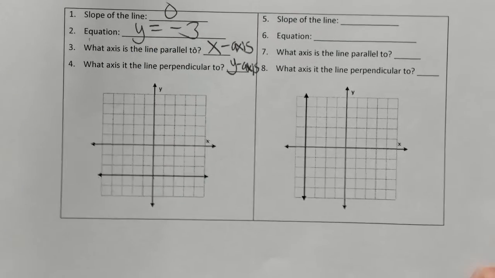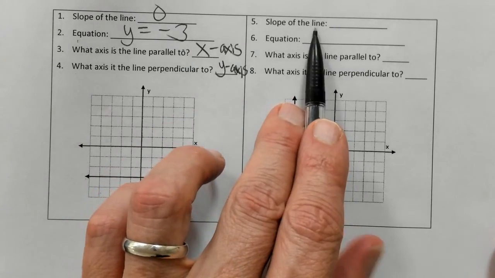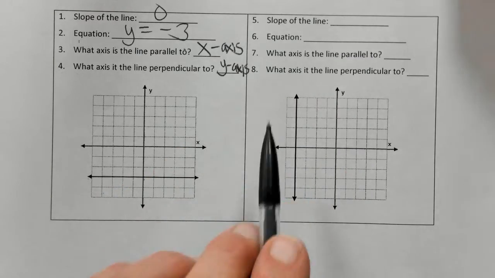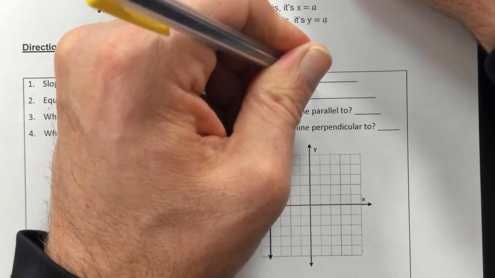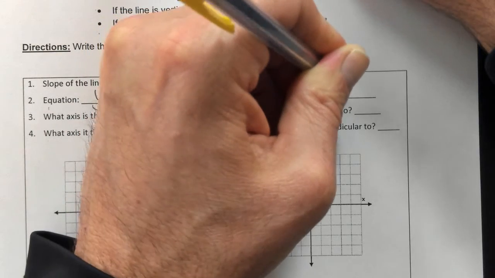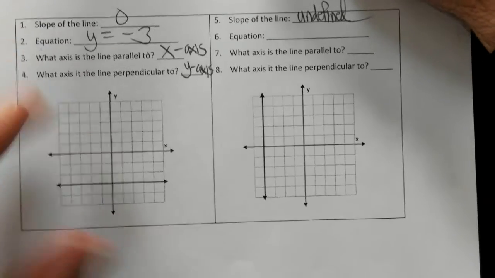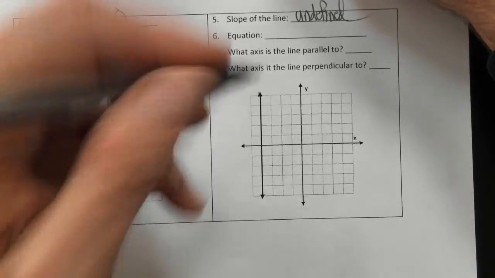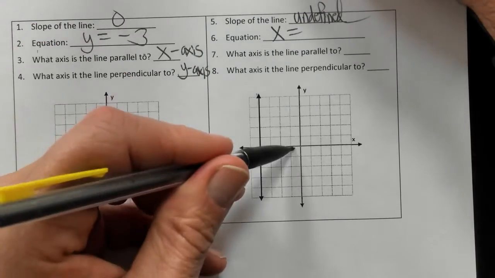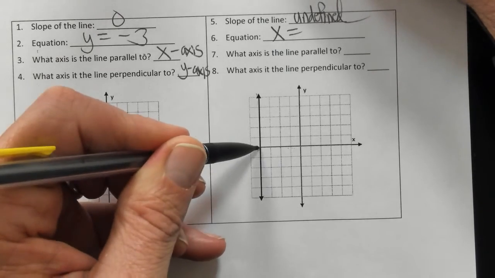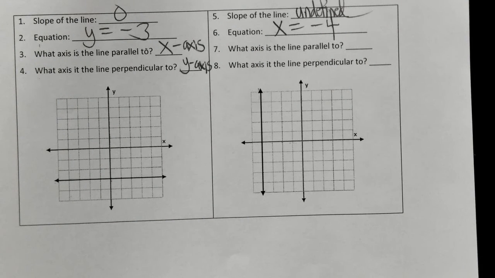Okay? Now, let's try another one of the same type. We have another line here. We want to know its slope. This time we have a vertical line, and we know the slope of a vertical line is undefined. So what's the equation for this vertical line? Well, first of all, what axis does it cross? It crosses the x-axis, so we know it's going to be x equals something. And where does it cross? It crosses at negative 4. So x equals negative 4 is the correct equation for this particular line.